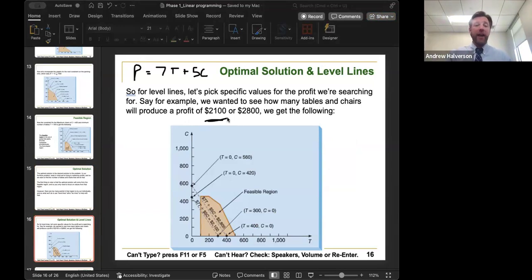2100, pull it out of a hat. And so we're graphing the line 2100 is 7T plus 5C. We don't really care what number you pick, 2100, 21 million, it doesn't matter. You just want to see what it does.